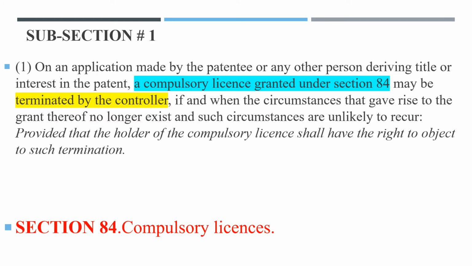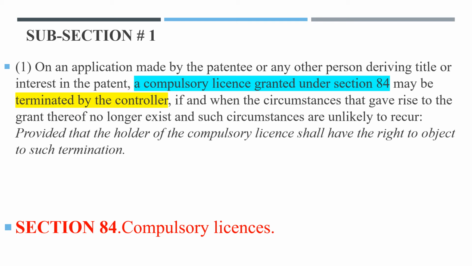Subsection 1 says, on an application made by the patentee or any other person deriving title or interest in the patent, a compulsory license granted under section 84 may be terminated by the controller if and when the circumstances that gave rise to the grant thereof no longer exist and such circumstances are unlikely to reoccur, provided that the holder of the compulsory license shall have the right to object to such termination.